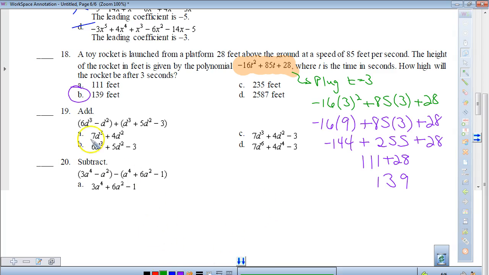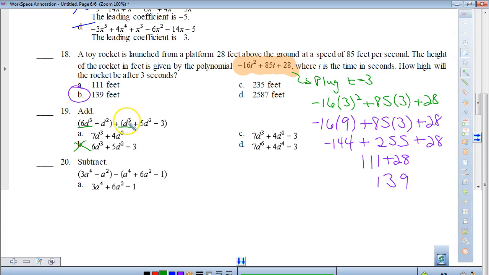Number 19 asks us to add these two polynomials together. And when we add polynomials, all we have to do is collect our like terms together, combine them. So we have 6d cubed and another d cubed. That means we have 7d cubed. So that's not B. And if you look at D, what they've done here is they've added those exponents together. And we talked several times about when you combine like terms, you don't change the exponent on your variable.